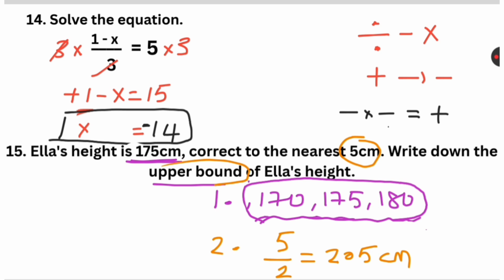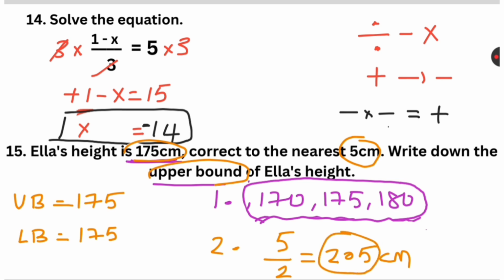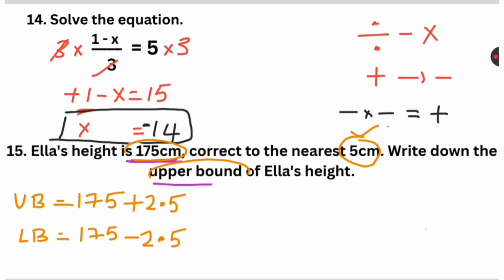So now the given question is upper bound. To find the upper bound, what is the given height? 175 centimeters. To find the upper bound, you have to add this 2.5 to this original height. To find the lower bound, you have to subtract this 2.5 from the original height. So 175 plus 2.5 gives 177.5 centimeters. The lower bound is 175 minus 2.5, which gives 172.5.